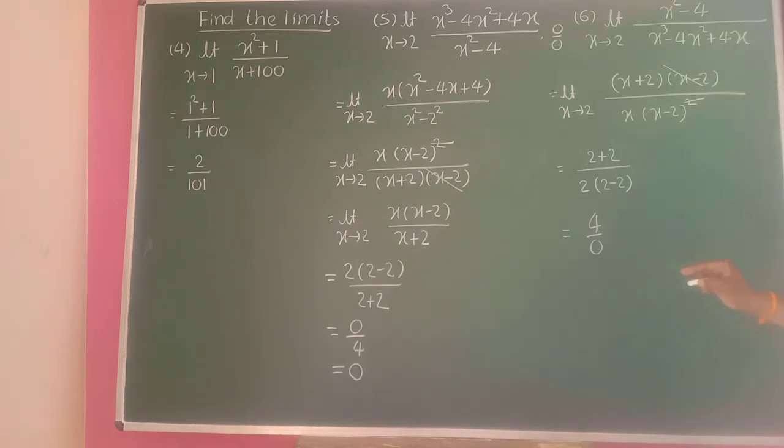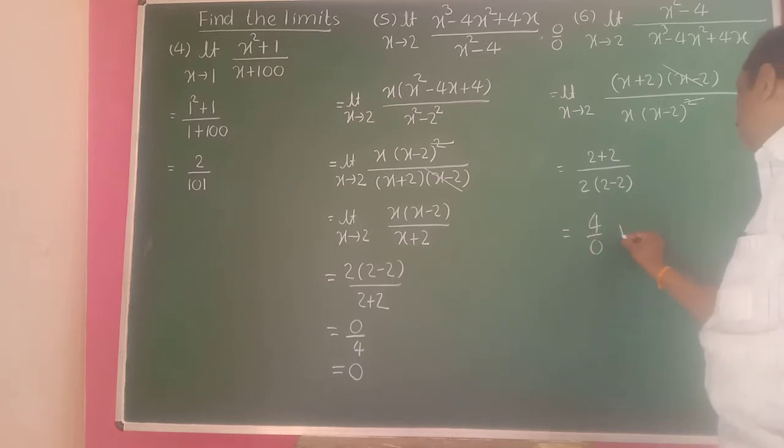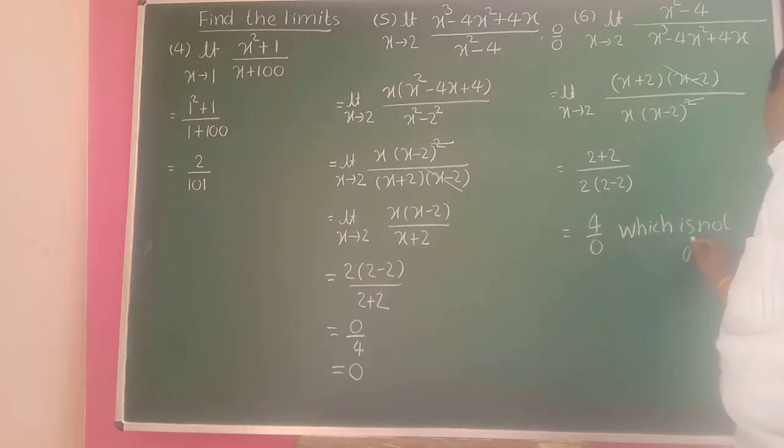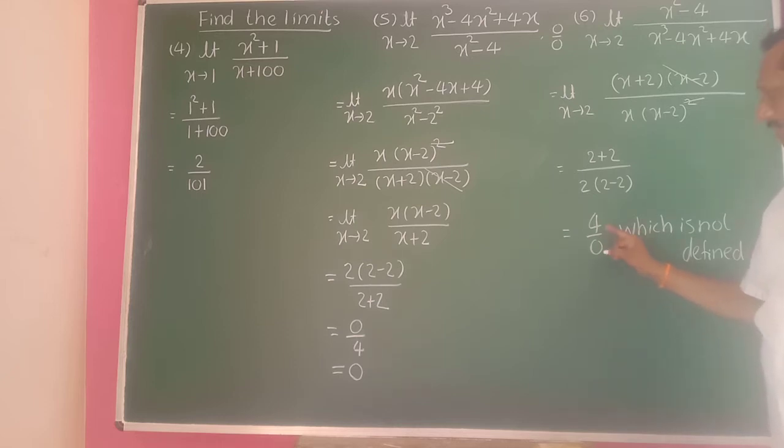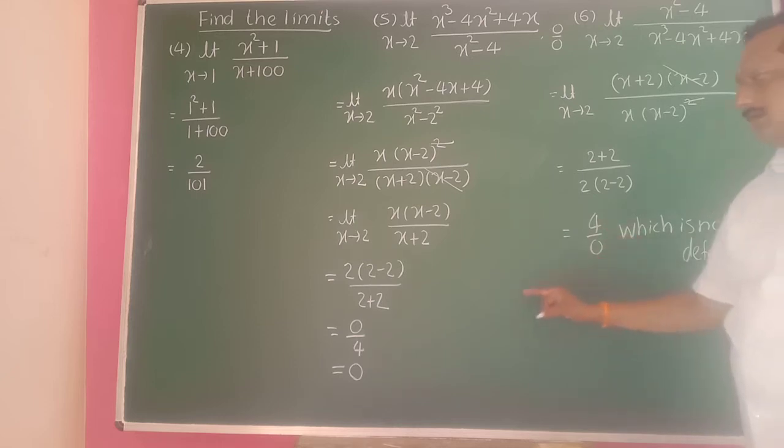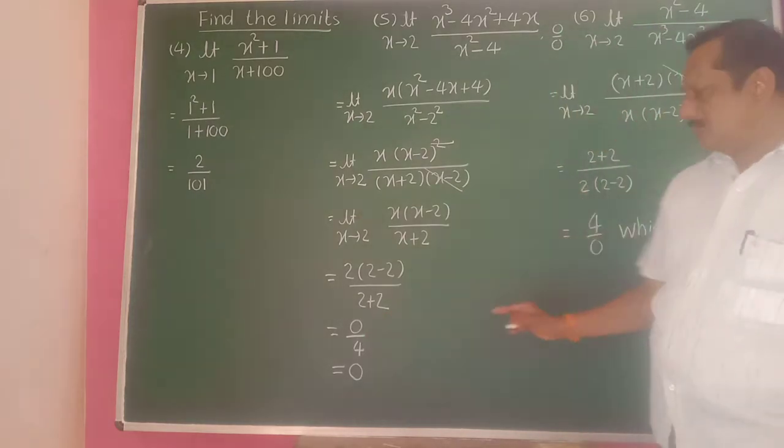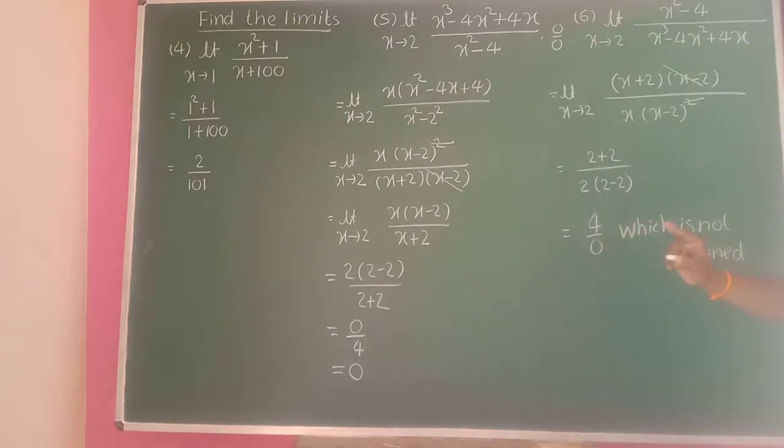So it is not a definite value. It is called infinity. 4 upon 0 is infinity. It is not defined, because it is not a definite value. Any number divided by 0 is infinity, while 0 upon any number is 0. But any number by 0 is always infinity, which is not defined here. Therefore, there is no solution here. Okay.